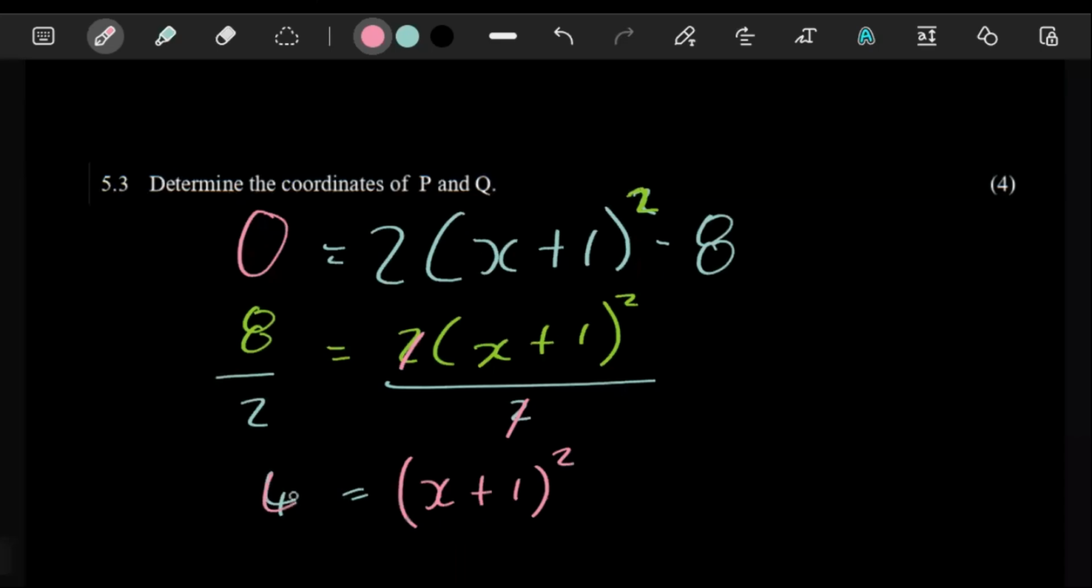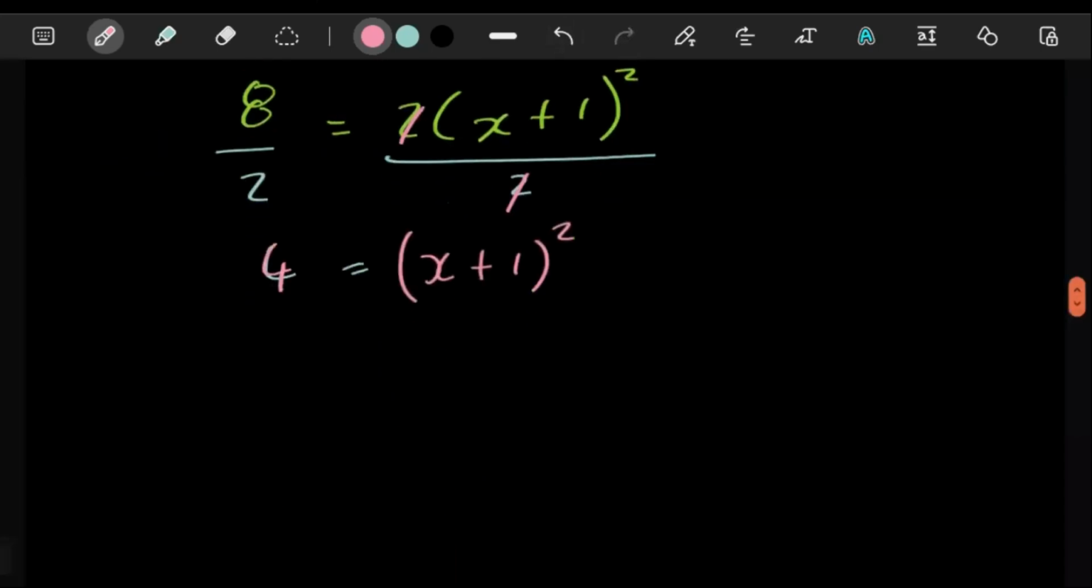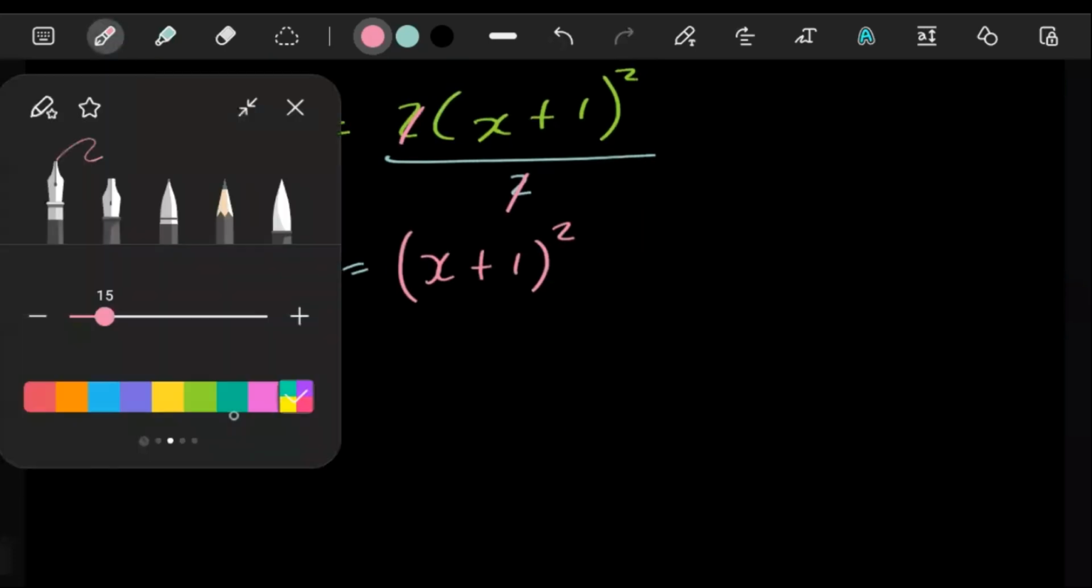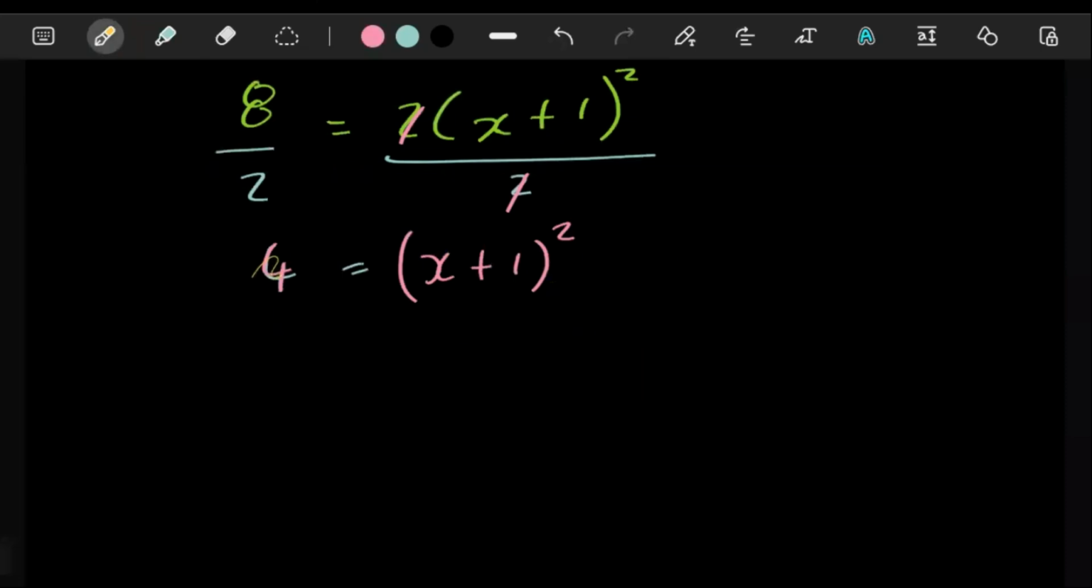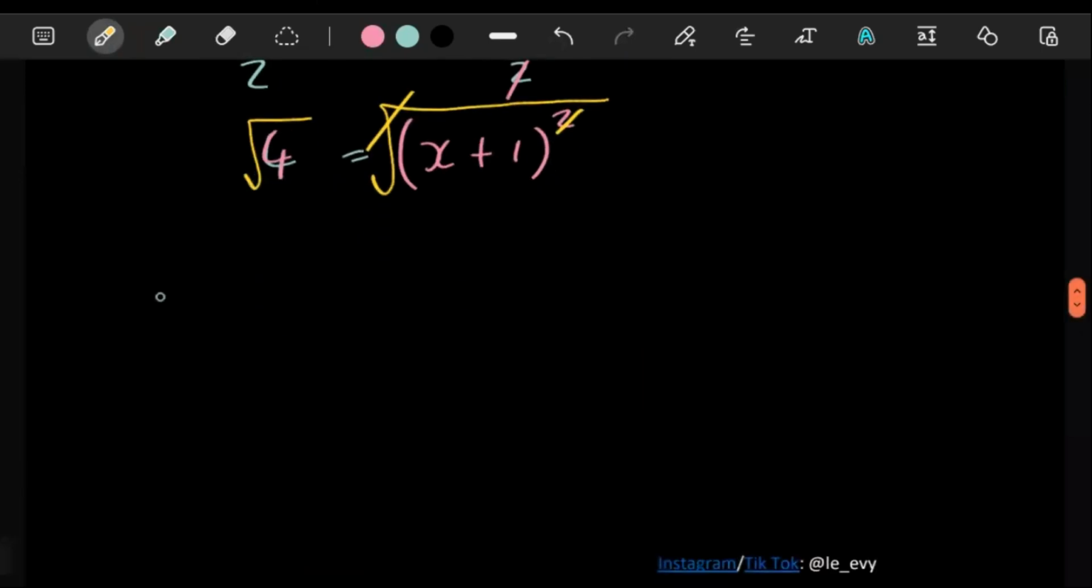Now, the big idea here is that when you get rid of the square, this is where you need to make sure that you end up with 2 answers. Meaning, if you square root this side and you square root this side, the square root is going to cancel the square. But then here, you have to have 2 answers.